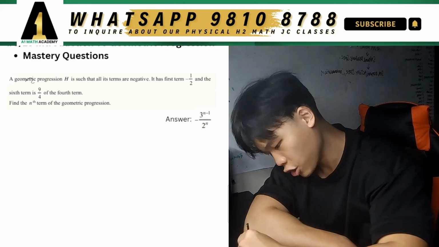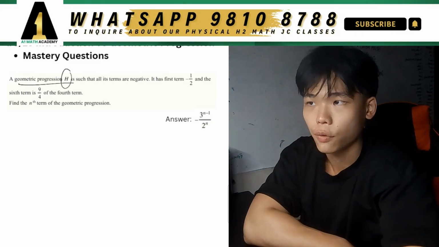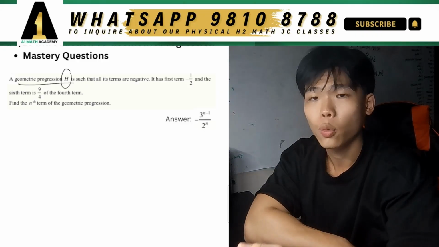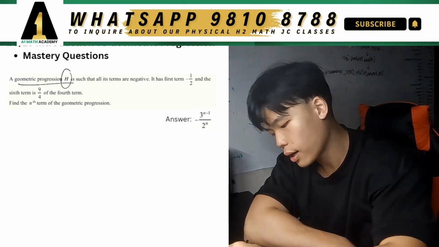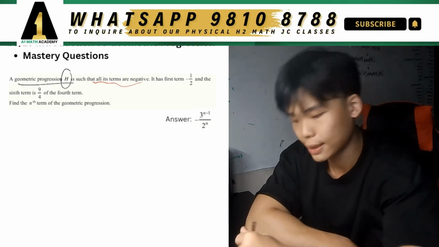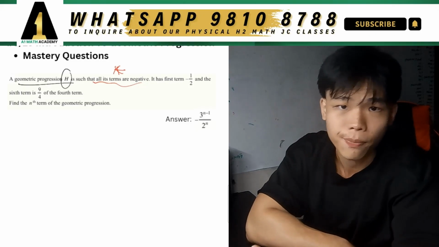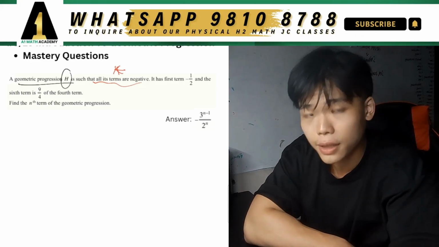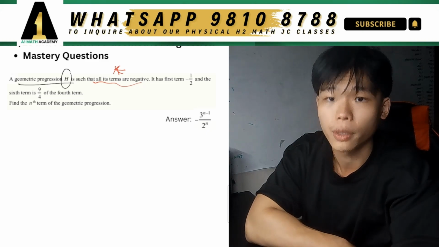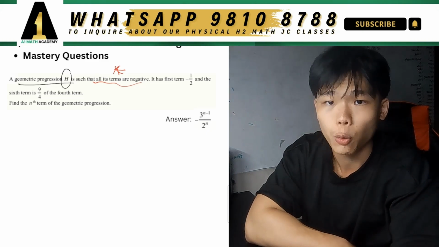Now, we are given a GP H, right? So H over here is the sequence, and it's given that all the terms are negative. So why is this so important? I'm going to be explaining this later on. But when they say all terms are negative, this is a crucial piece of information. Don't overlook this. It is given that the first term is minus half, the sixth term is 9 over 4 of the fourth term. Find the nth term of this geometric progression.